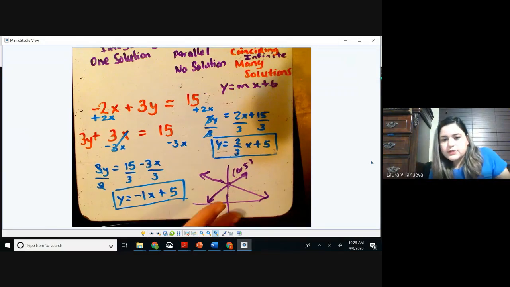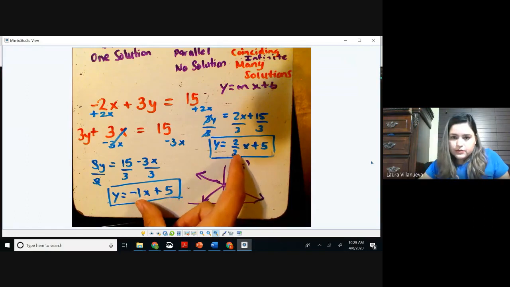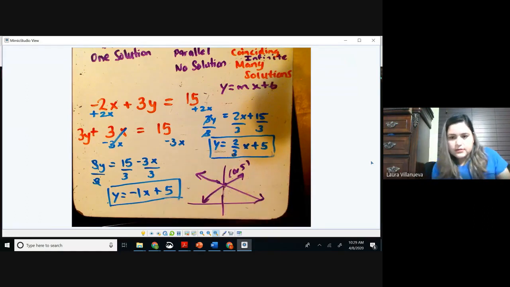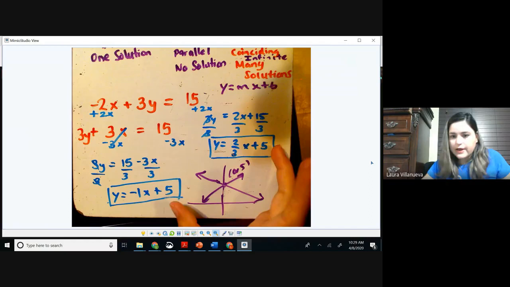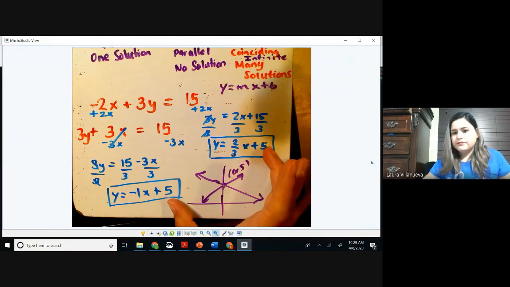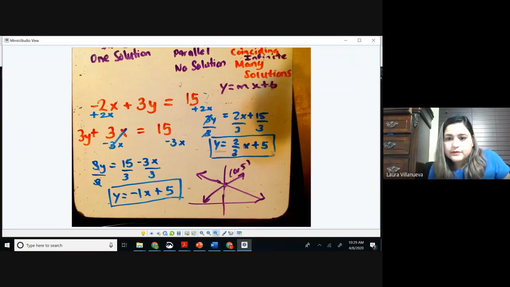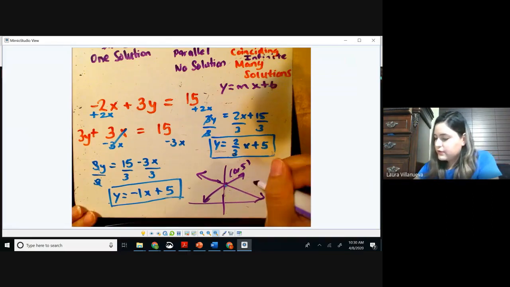So the point here is if you have the same b but different slopes, it's still intersecting. They're going to be intersecting at this point, at 5. Okay? So that's that. They have different slopes. Don't worry about them being parallel because they're different slopes. They have the same b. They're going to cross at the y-intercept. Okay? But these are still one solution.